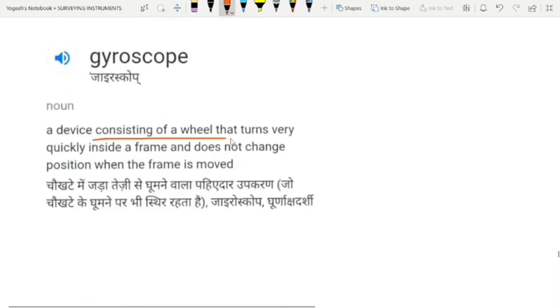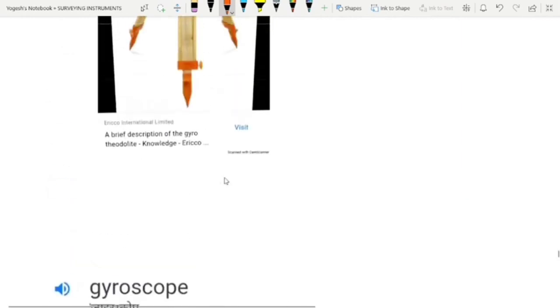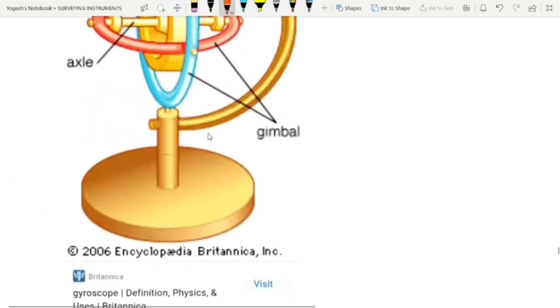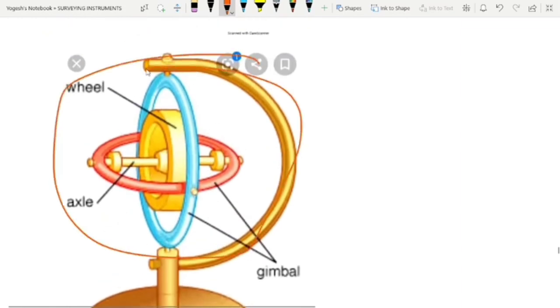A gyroscope is a device consisting of a wheel that turns very quickly inside a frame and does not change its position when the frame is moved. This is the setup of the gyroscope. Likewise, this is a gyroscope.